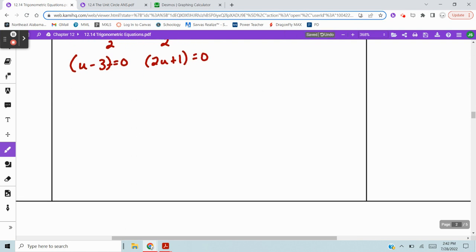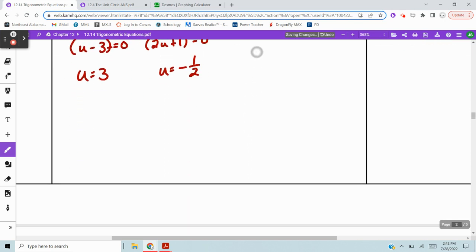When you solve each of these, you get u equals 3 and u equals negative 1 divided by 2. Again, my u value is a cosine, so let's replace it again. The cosine of theta is equal to 3. The cosine of theta is equal to negative 1/2.